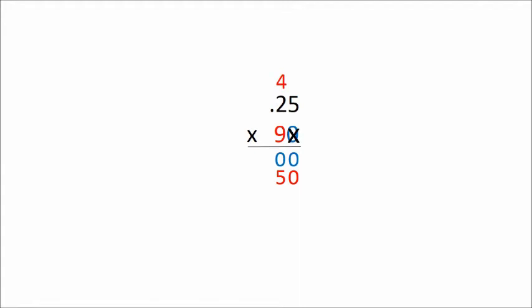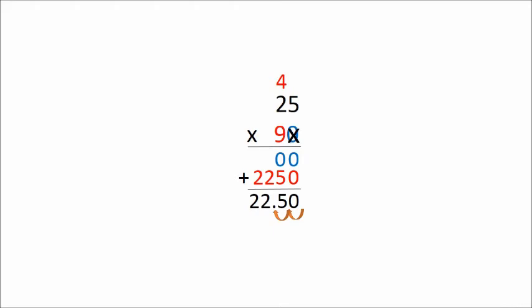Next, 9 times 5 is 45. We put the 5 on the bottom and we carry the 4. 9 times 2 is 18, plus 4 is 22. Now we add the column to get 2,250. We moved the decimal place to the right 2 times in the top, and since we moved it to the right 2 times in the top, we go down to the bottom number, the 2,250, and move it to the left 2 times. That gives us our answer.